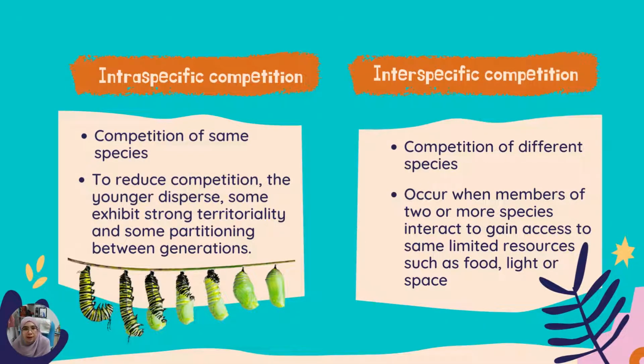Competition with the same species is known as intraspecific competition. Normally, due to reduced competition within the same species, the younger will disperse from their mature. Some exhibit strong territoriality and some partitioning between generations. Competition with different species is known as interspecific competition. It occurs when members of two or more species interact to gain access to the same limited resources such as food, light, or space.